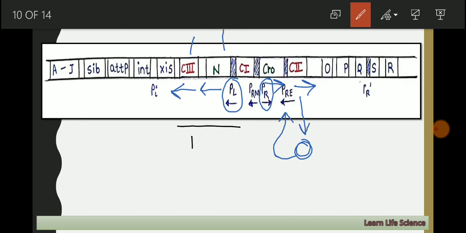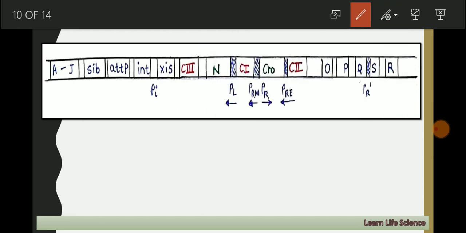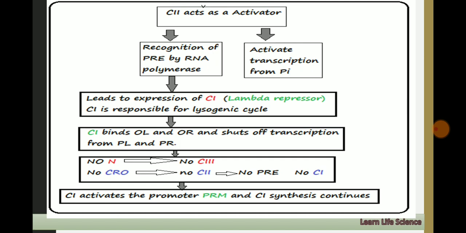This is our first step from PL promoter. This is our second step from PR promoter. The third step will be the activation of PRE promoter and the synthesis of C1. Okay. Now when C1 is synthesized, it is involved in lysogenic pathway, then it will have to inhibit the other genes. Now how it is going to inhibit, let's discuss about it.